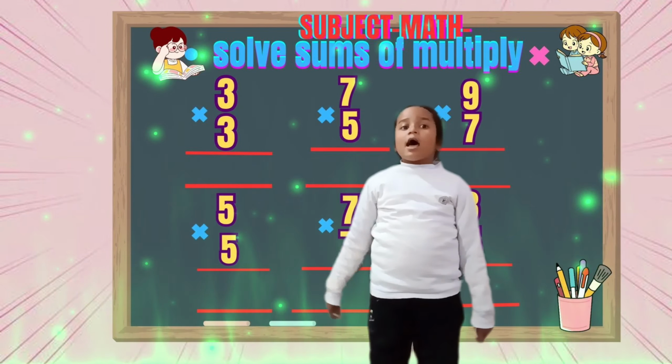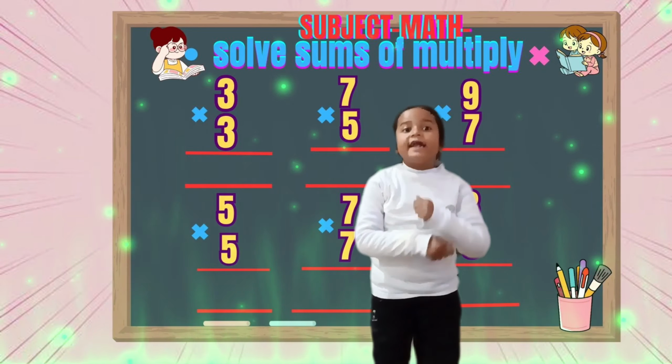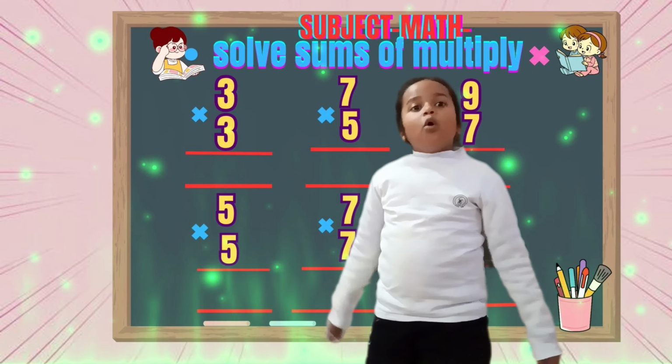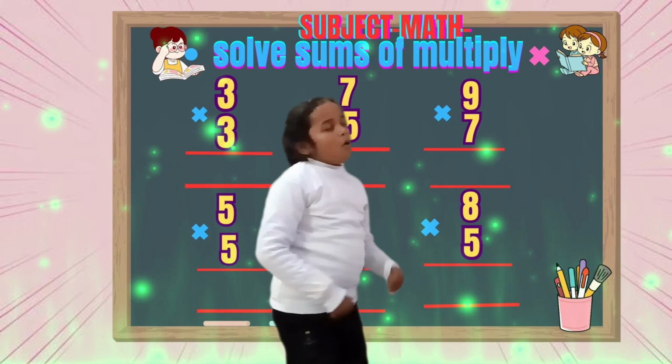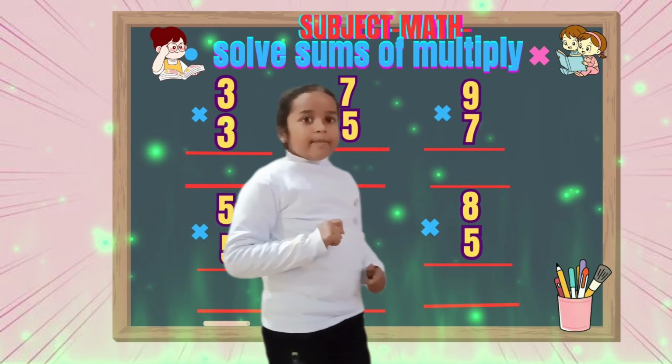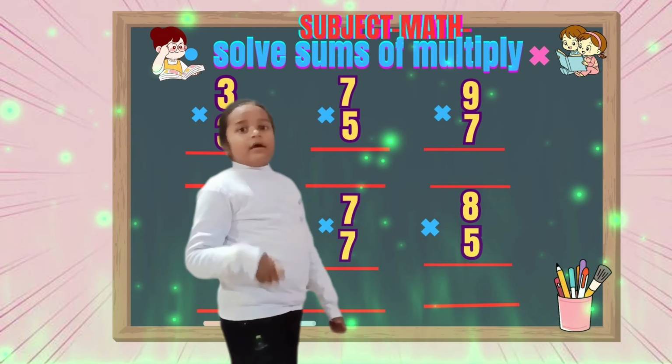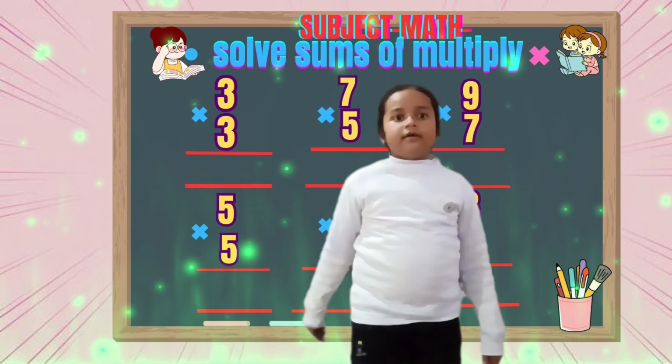Meaning of multiply: repeated addition and table. Okay, kids? Okay, you understand multiply means? Okay, let's start writing.